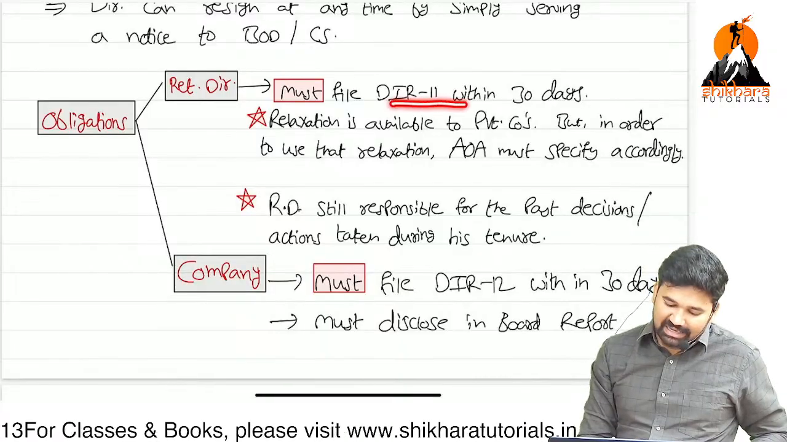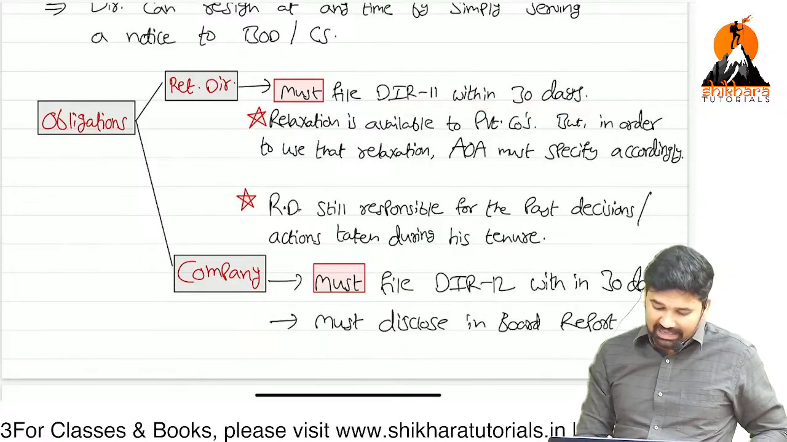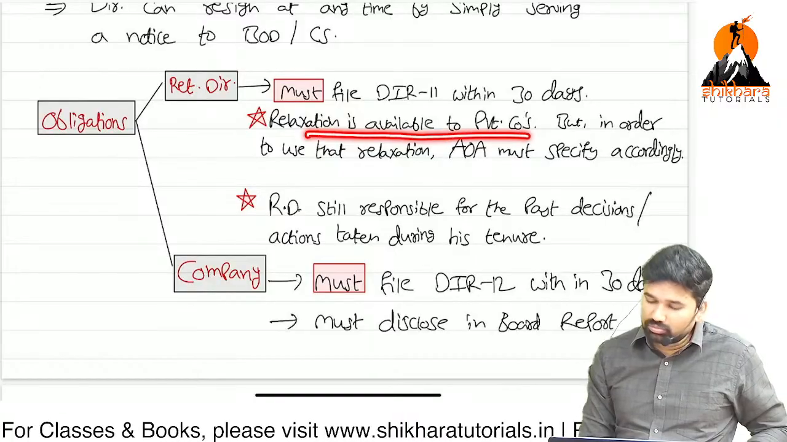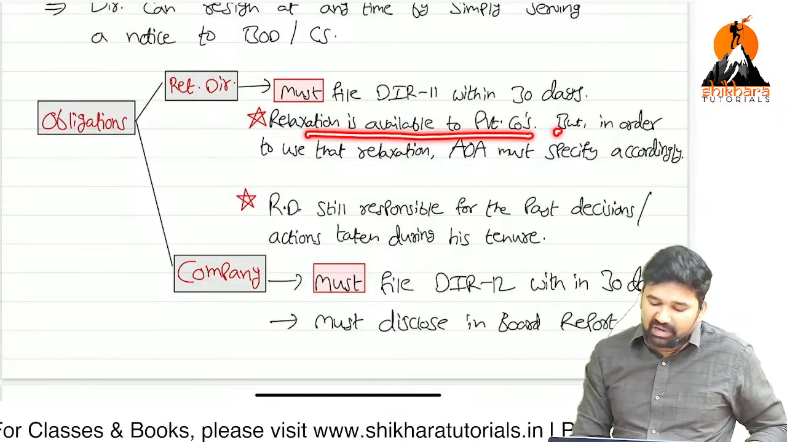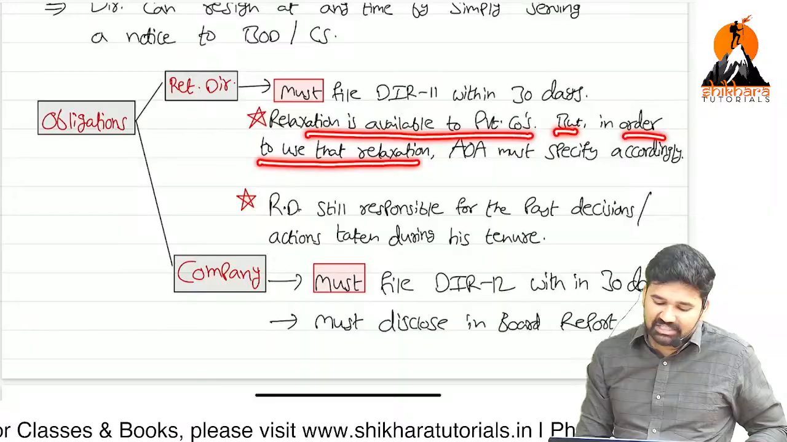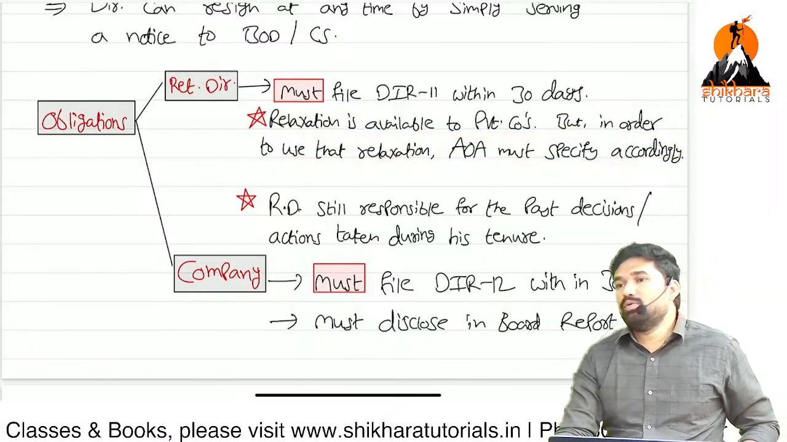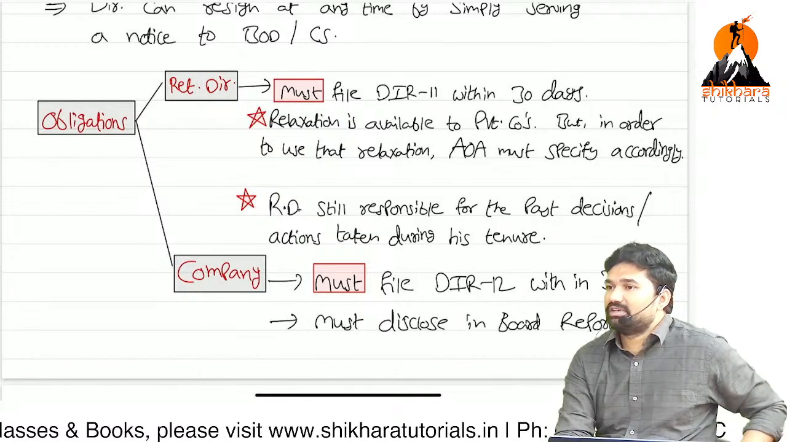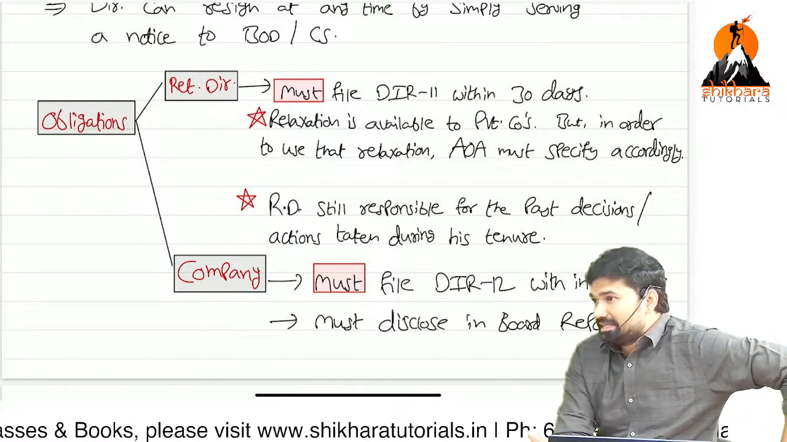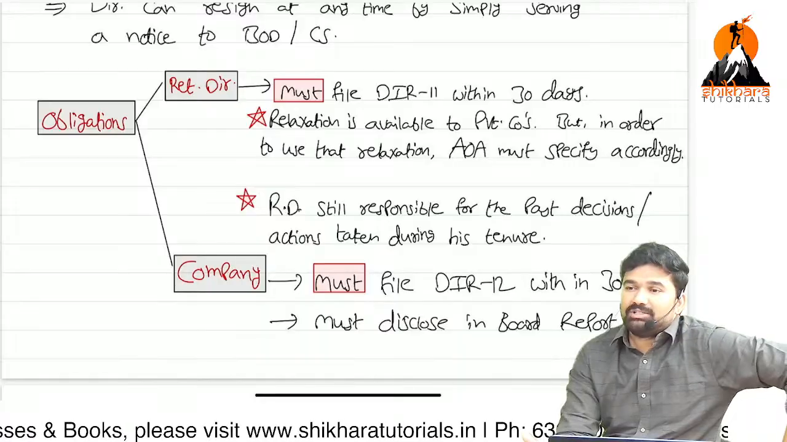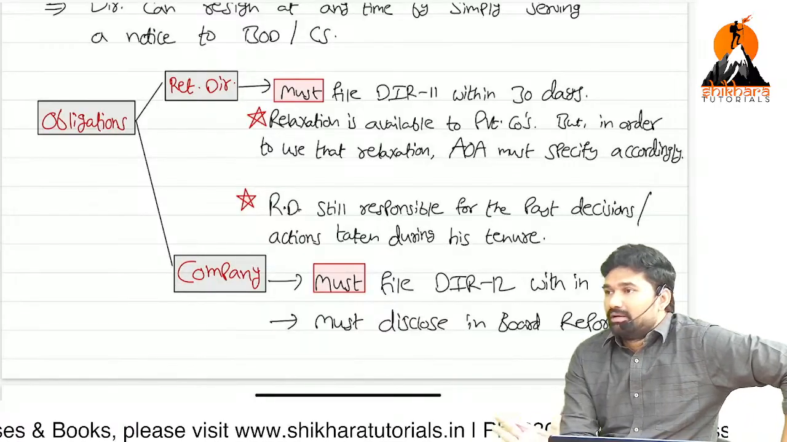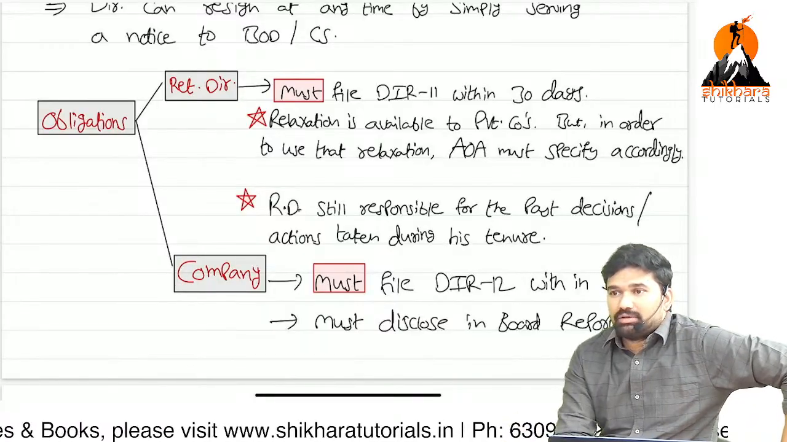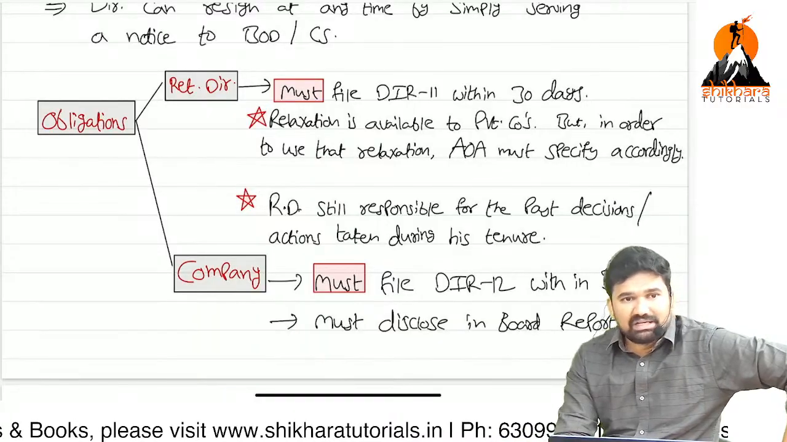Must file DIR 11 within. Relaxation is available to private companies, but in order to use that relaxation, AOA must specify accordingly. If your AOA, articles of association, is clearly saying that you have the obligation to file DIR 11, forget about exemption notification. You have to submit DIR 11 within 13 days.